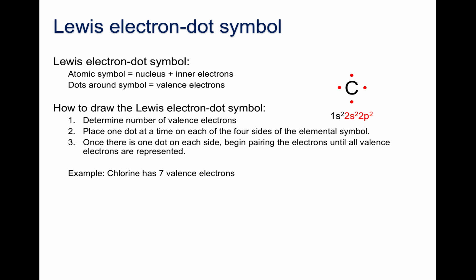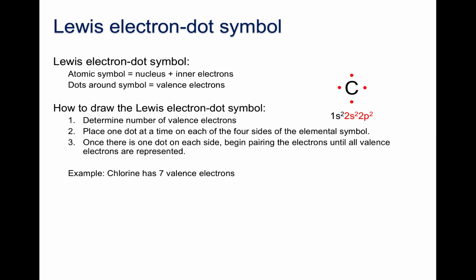A Lewis electron dot symbol is different than a Lewis dot structure for those of you who are already familiar with it, but it's something that we will use in the next chapter. And a Lewis electron dot symbol is the atomic symbol for an atom, which represents the nucleus and the inner electrons. And then we place dots around the symbol to represent all of the valence electrons.